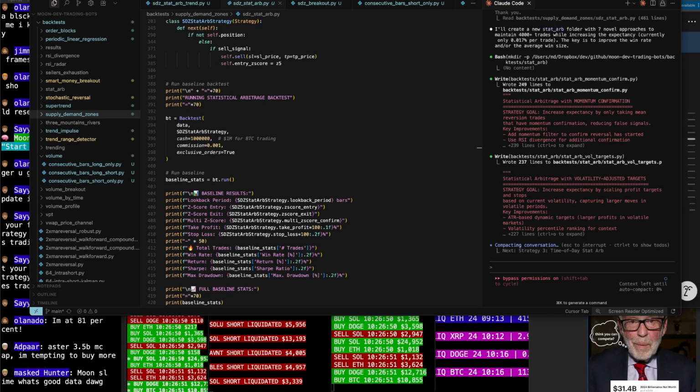So we got her working on building some new ideas out based off of this stat arb, because the stat arb looks good on a backtest at least.